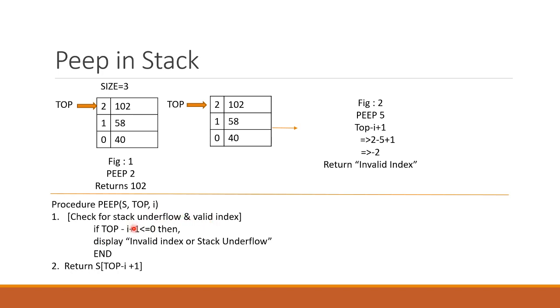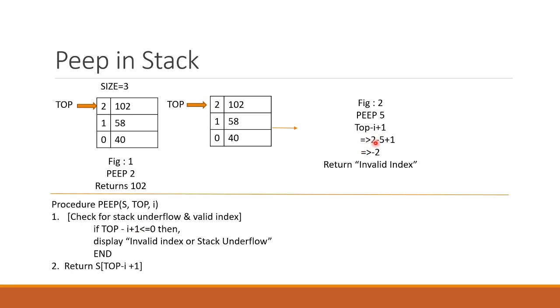Let us check over here. If we are inserting peep of 5. Now peep of 5, that means fifth index the user is trying to look at. In our case, fifth index is not there inside the stack. That means the index is invalid. So let us feed the values into this condition. So I've written this condition over here.